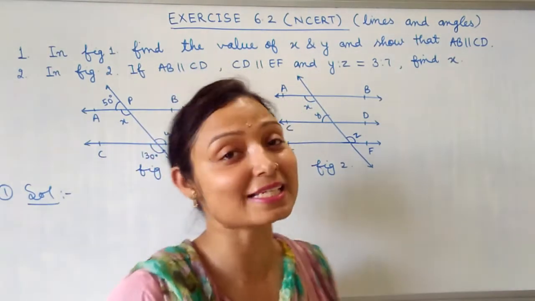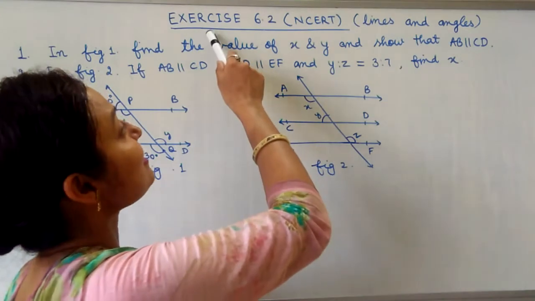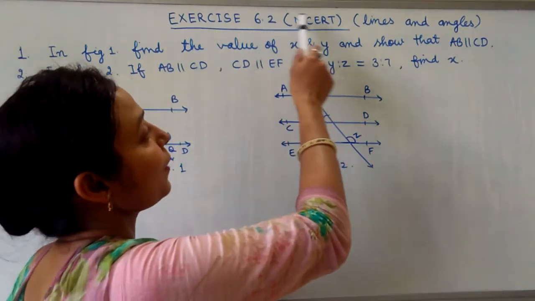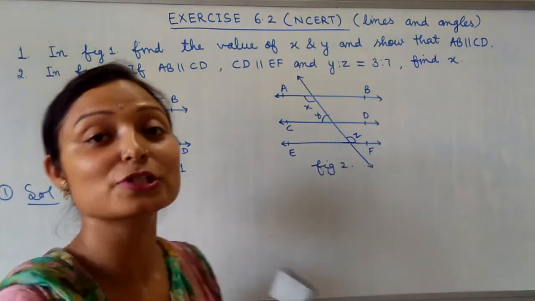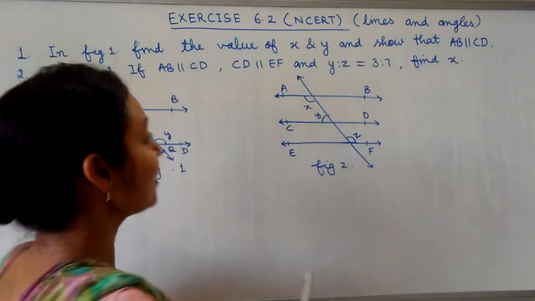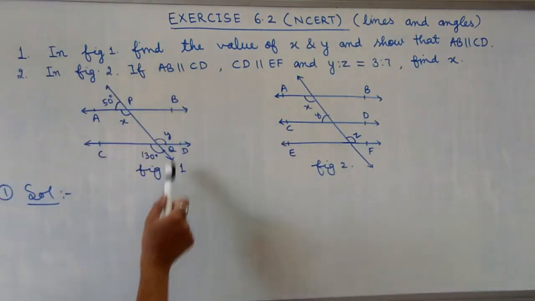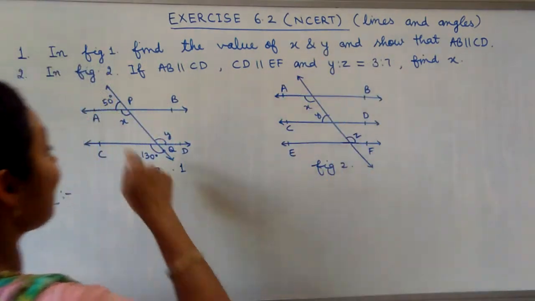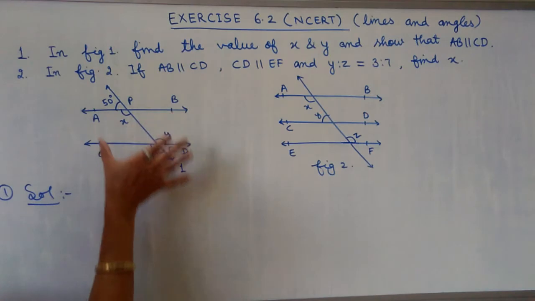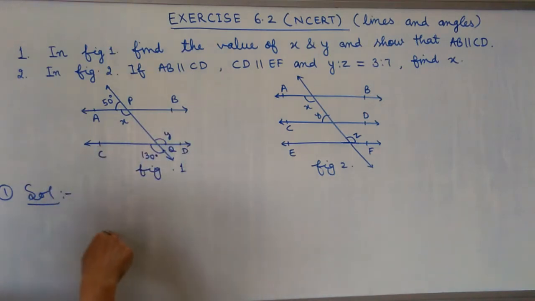Today in the lecture of class 9th, I will solve exercise 6.2 of NCERT, Lines and Angles. I have written down these first two questions of your NCERT. The first question is in the first figure: find the value of x and y and show that AB is parallel to CD. So let's do the question.